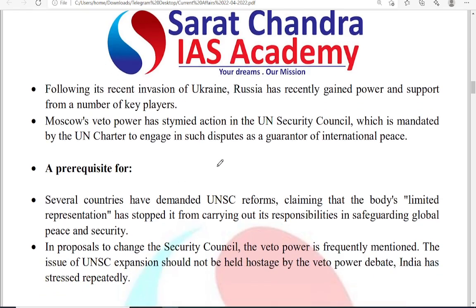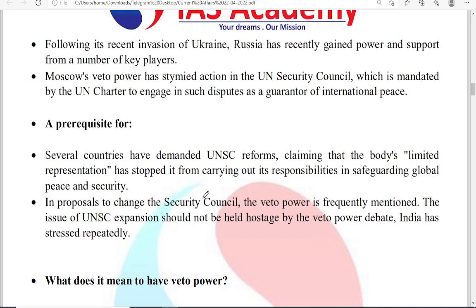Now, several countries are demanding the UNSC reforms. That means more reforms are required. There are two types of reforms. First of all, the veto power has to be curtailed, has to be limited. The power to veto must be limited. It must be a rarest of the rare thing, but not a frequent thing.